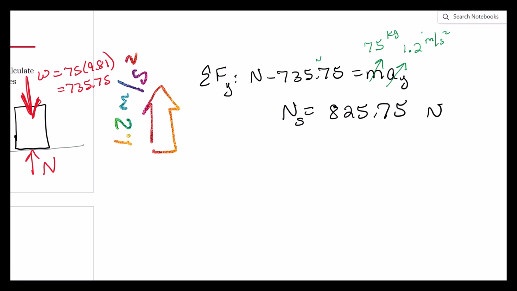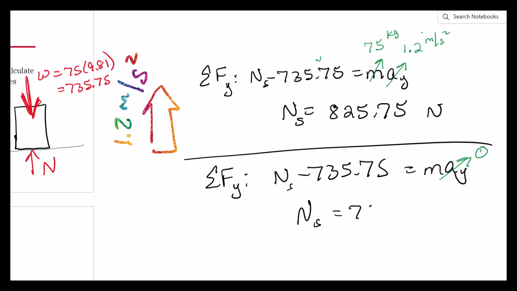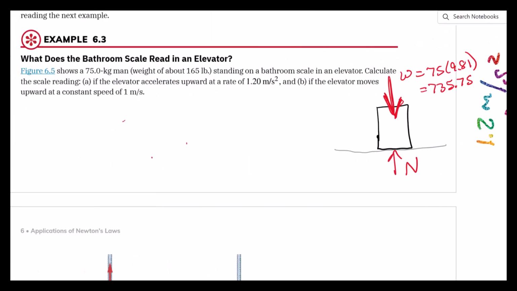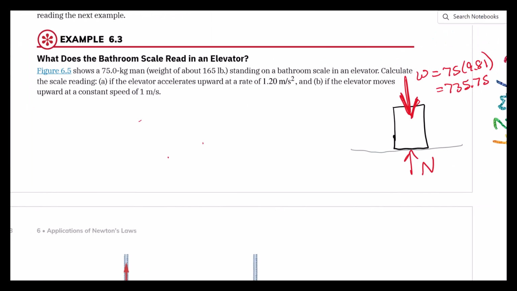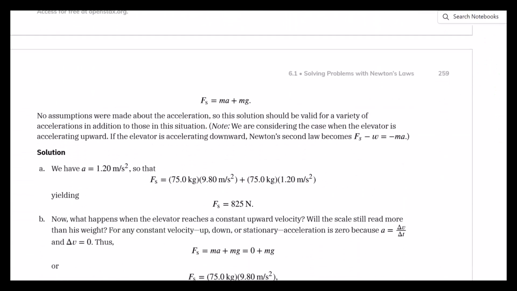Okay, and then the second question was, what if it moves upward at a constant speed? Well, heck, I can do that, because if he's moving at a constant speed, then it's mass times acceleration in the y direction, but acceleration in the y direction is 0. So the normal force is just straight up 735.75 newtons. Look at me. I'm kind of a genius. Okay, that's all there is there. Man, they really talked about this problem for a while.